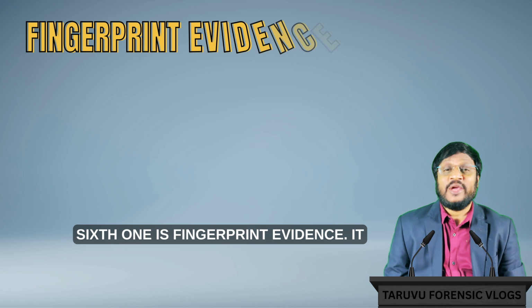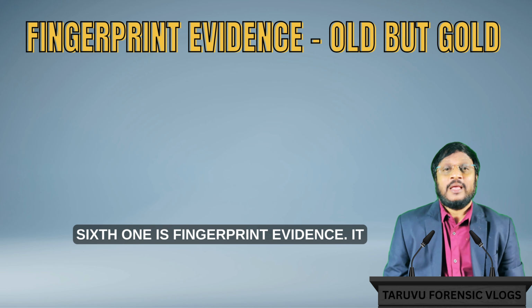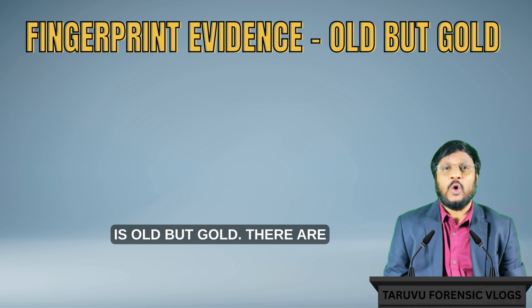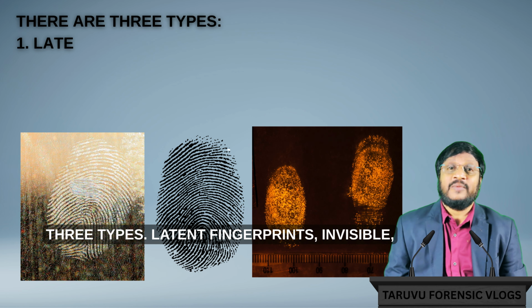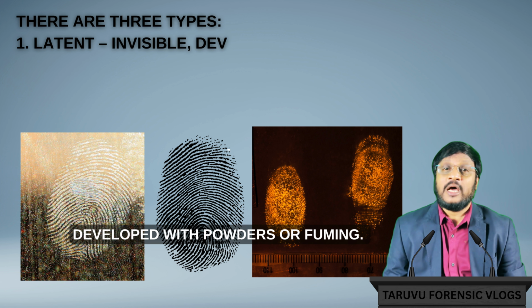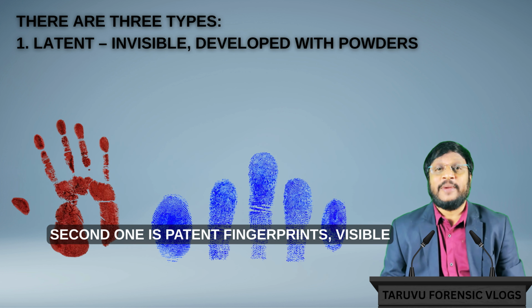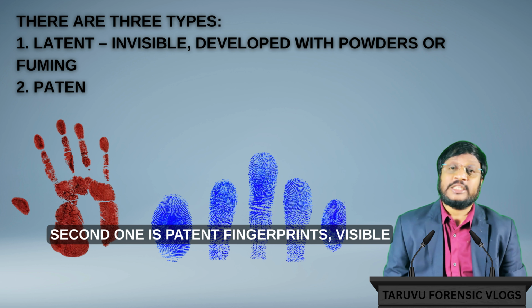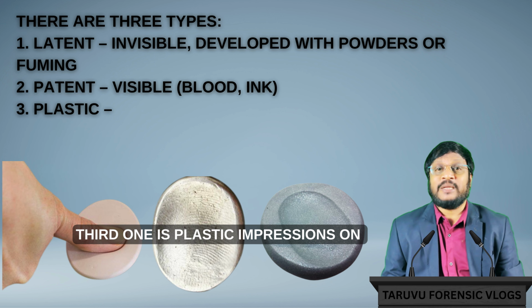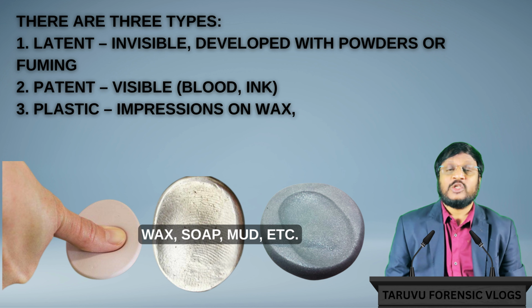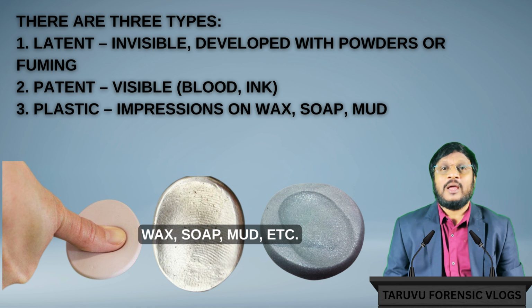Sixth one is fingerprint evidence. It is old but gold. There are three types. Latent fingerprints, invisible, developed with powders or fuming. Second one is patent fingerprints, visible with blood or ink. Third one is plastic impressions on wax, soap, mud, etc.